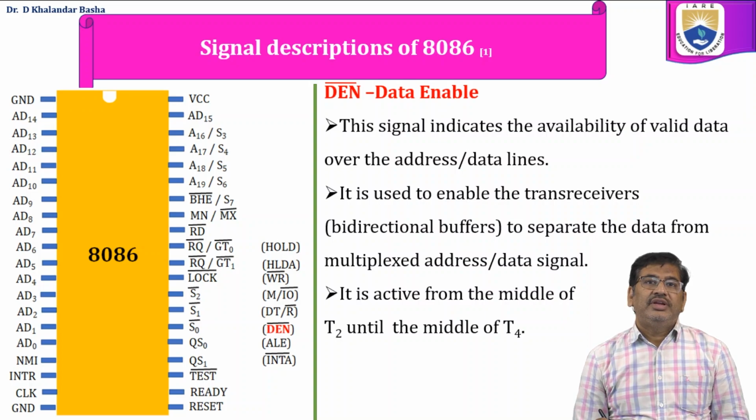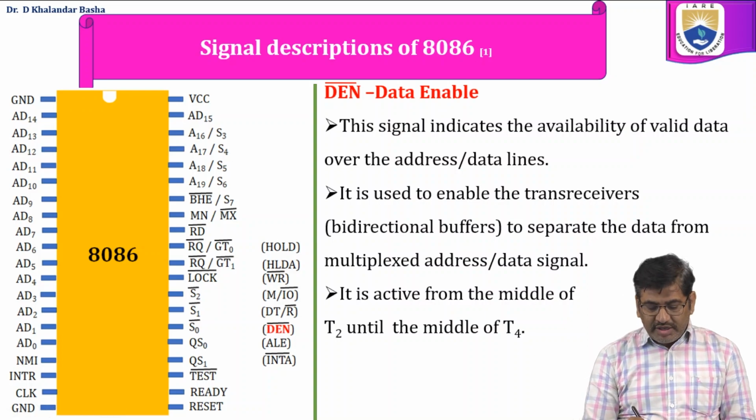The next signal is DEN bar, where DEN stands for data enable. The DEN signal indicates the availability of valid data over the address or data lines. It is used to enable the transceivers, which are bidirectional buffers, to separate the data from the multiplexed address and data signals. It is active from the middle of T2 until the middle of T4.